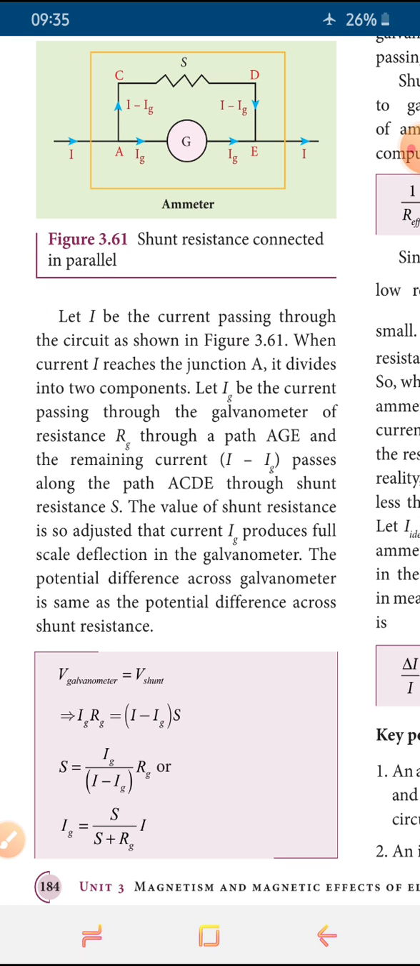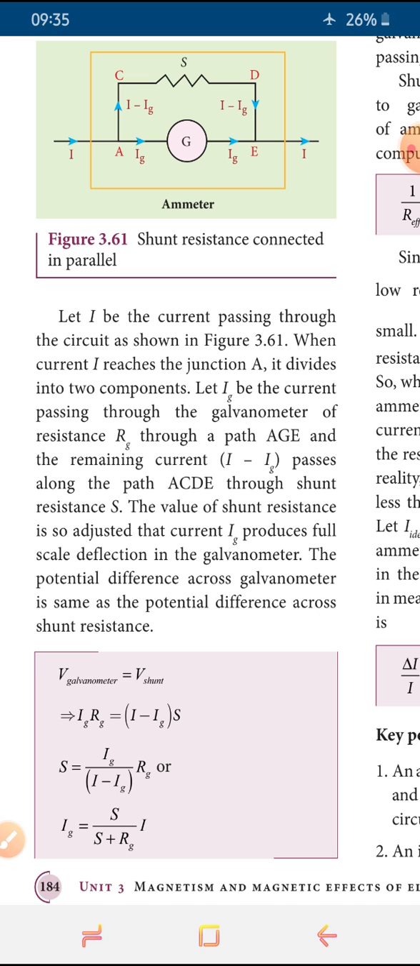If it is series, the current will be the same. Here the potentials are the same, so we can write the formula V galvanometer is equal to V shunt. Once again using Ohm's law, V is equal to IR.